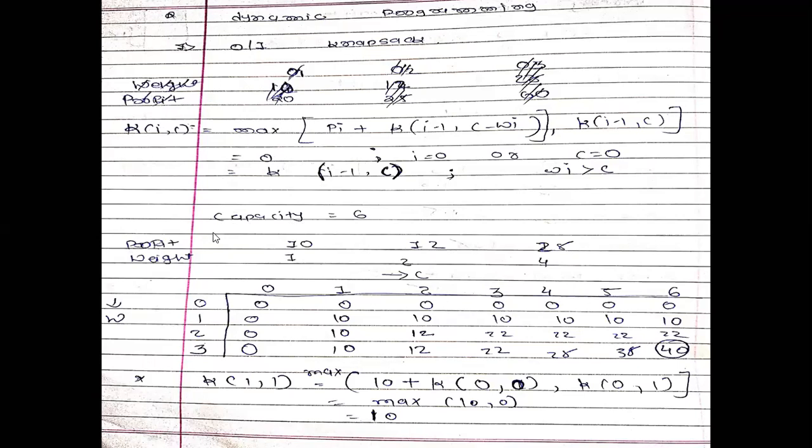Now the weight of the first item is 1 and its profit is 10. The weight of the second item is 2 and its profit is 12. The weight of the third item is 4 and its profit is 28. So this is the problem you are given.